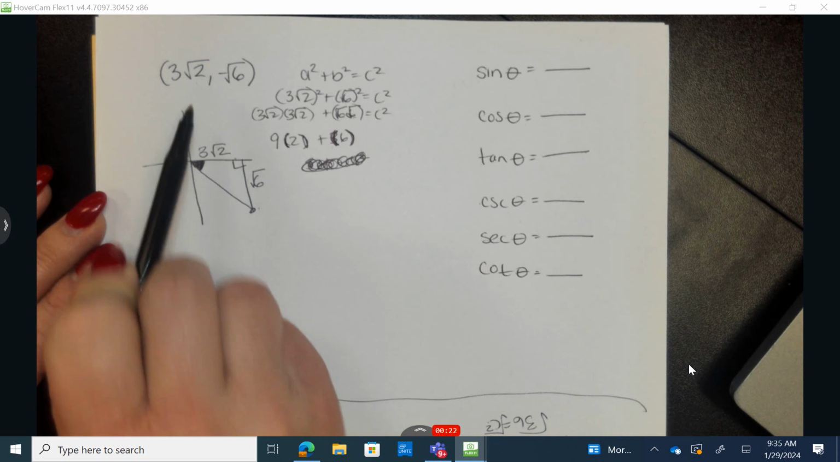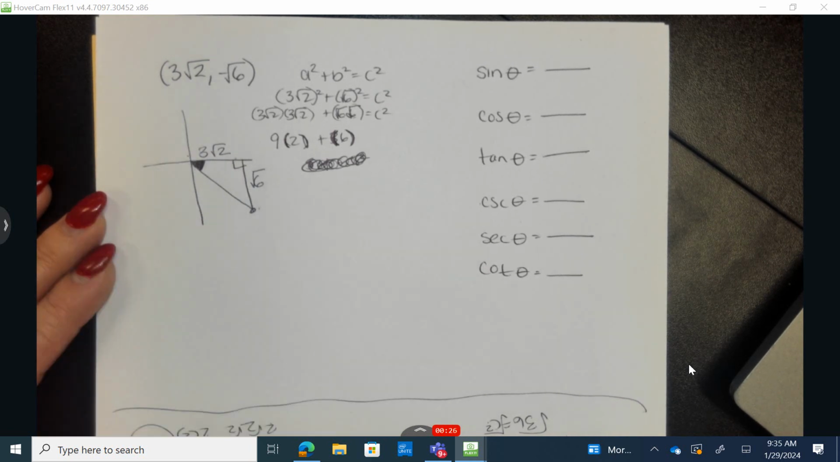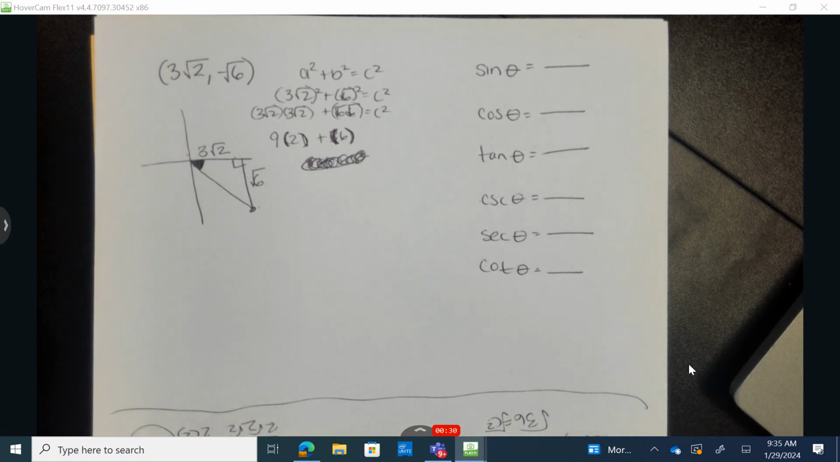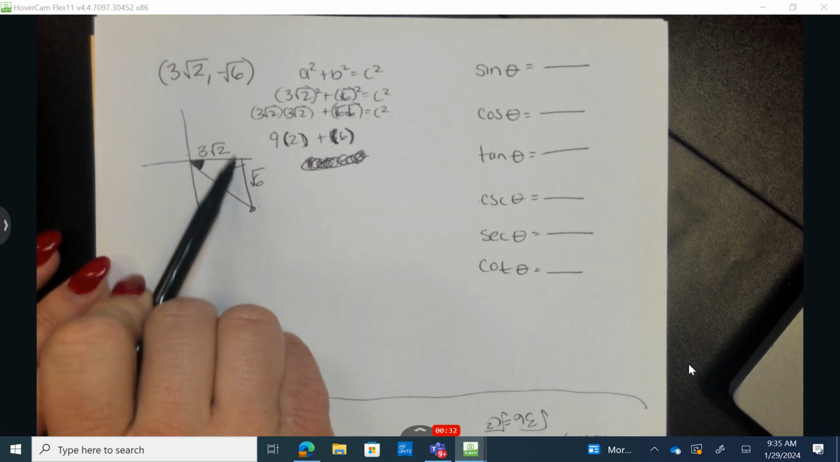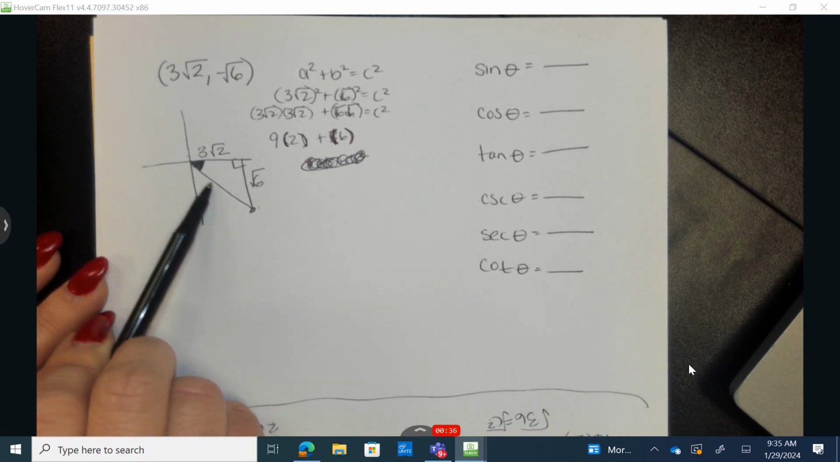I go to the right a distance of 3 radical 2 because it's positive, and I drop down a distance of radical 6. Now, why did I not put a negative sign here? That's often a point of confusion because distance is always positive. The negative simply tells me to go down. Let's figure out what is this length.